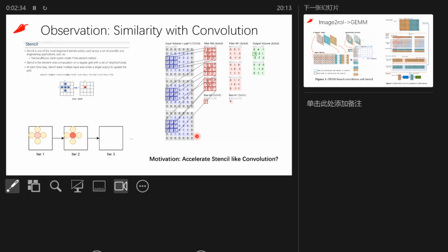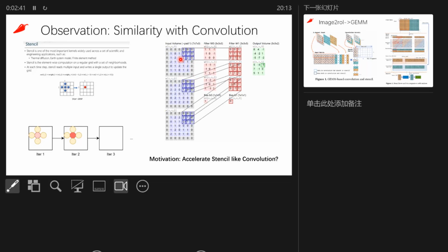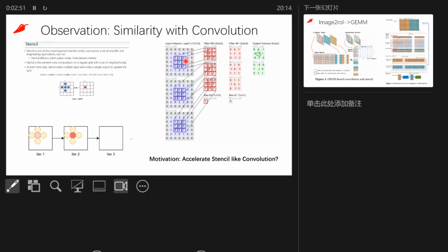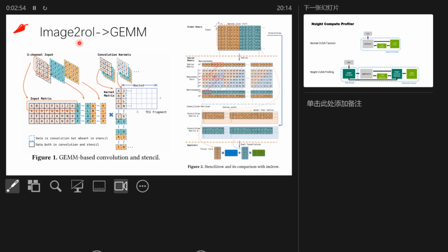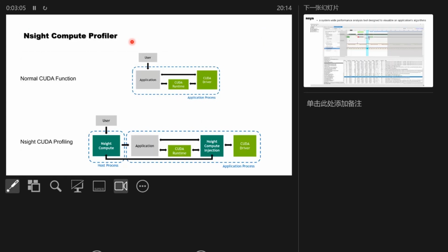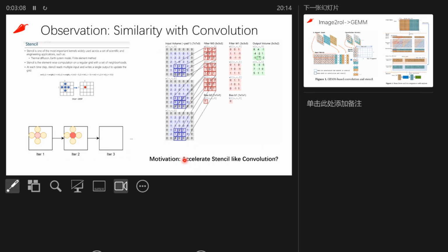Now their idea remains the same. They find that these computation patterns may remain very similar to the convolution inside the tensor core. And its pattern is very like the convolution. And for convolution nowadays, we have many techniques to accelerate it, like using the image-to-column technique to translate the convolution into the GEMM. So this paper's idea would be very familiar.